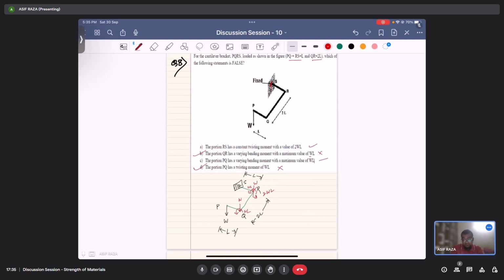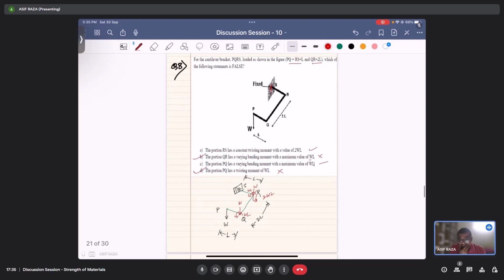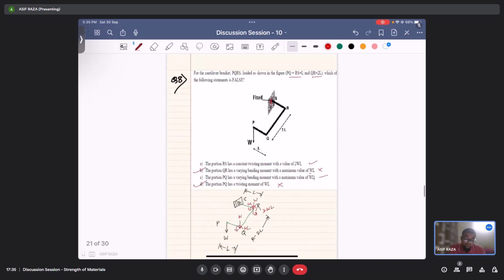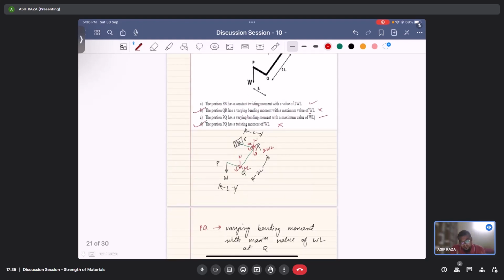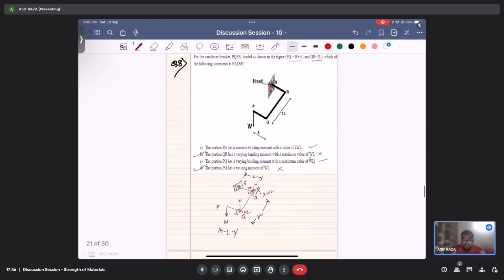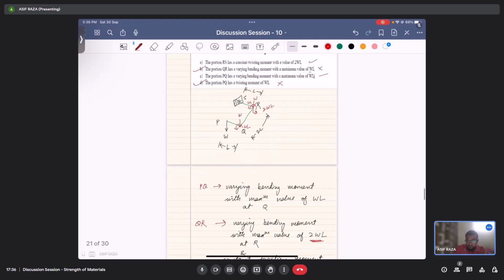Okay, please go through this properly because it's a very good question and this would help you picturize what is happening exactly in the system. So how have I solved this? I just took the subsystems, PQ, then QR and RS, and meanwhile I've been transferring the loads and converting them if there is a moment, bending moment or twisting moment generated. You just transfer those things. Okay.